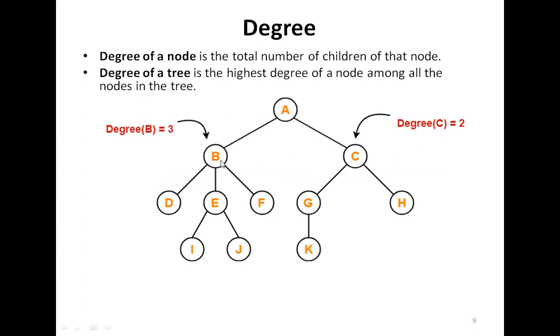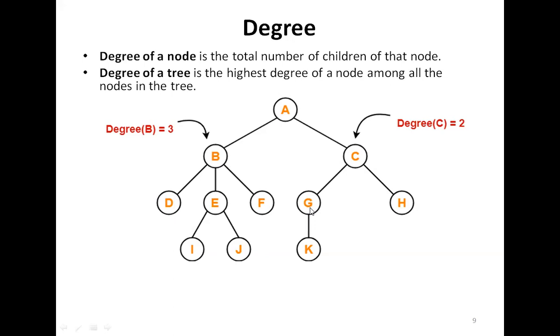Similarly, how many children does node B have? 1, 2, 3. It has 3 children, so what is its degree? 3. Okay. Similarly, look at this one. How many children does node G have? One child, so its degree is 1.